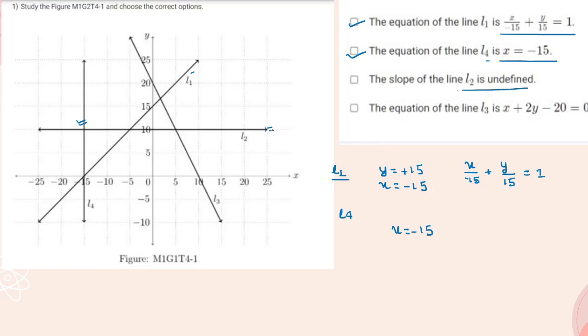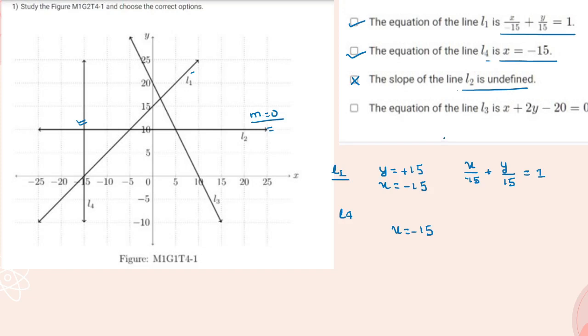So this is line L2 which is parallel to the x-axis. Any line parallel to the x-axis will have slope equal to 0. Any line which is parallel to the y-axis has slope not defined, and any line that is parallel to the x-axis has slope 0. So here line L2 is parallel to the x-axis, so its slope should be equal to 0, not undefined. So this particular statement is incorrect.